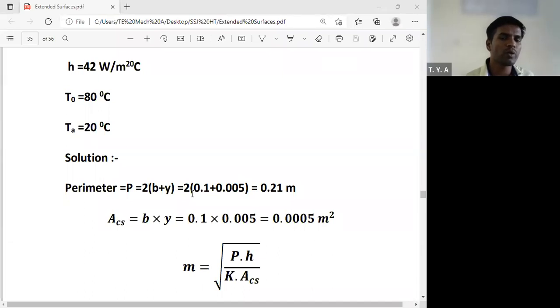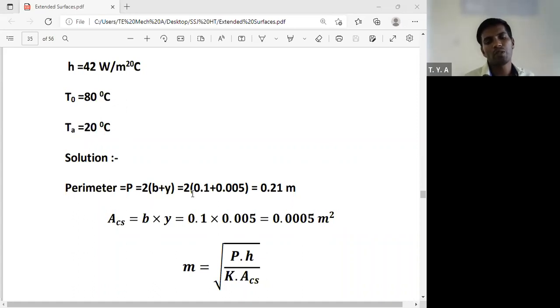Okay, so B is 0.1, Y is 0.05. So therefore, cross section area is nothing but 0.0005 meter square. Okay, so we have calculated the value of P and cross section area. Then for the calculation of Q, there is a need to calculate the value of M. So what is the formula for M? M is nothing but square root of P into H divided by K into cross section area. So in this equation, we have to put the values of P, H, K and find out the value of M.